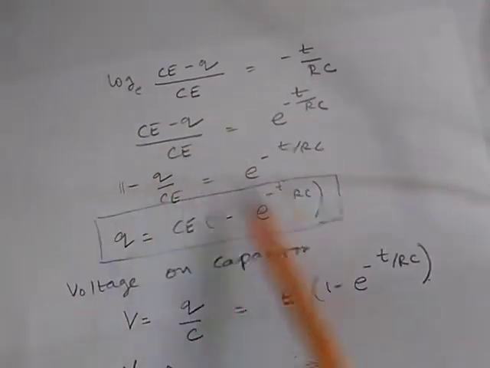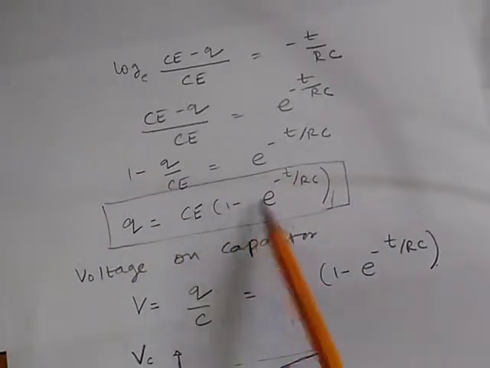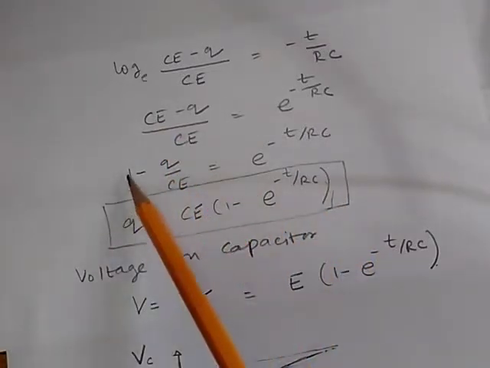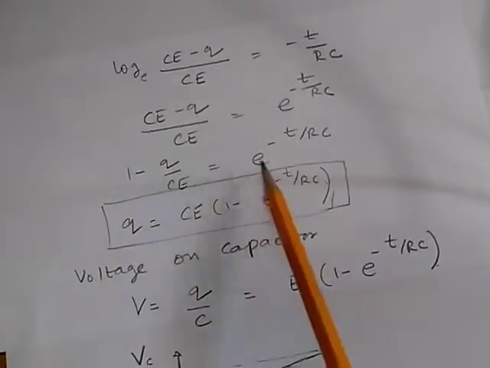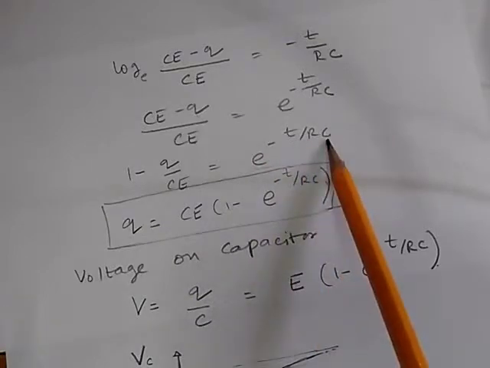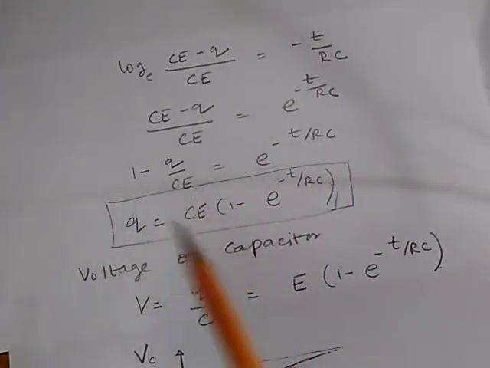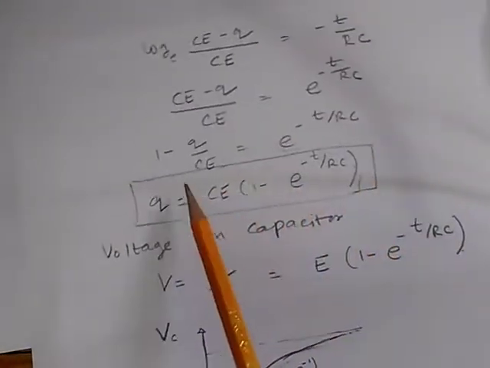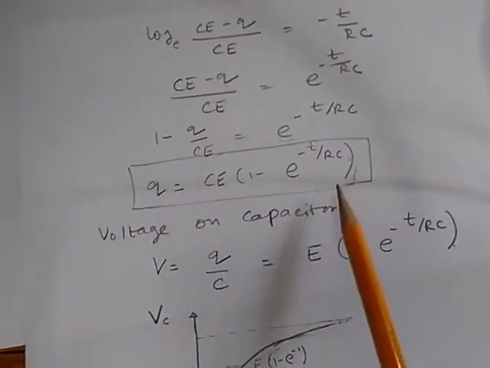If we rearrange the terms, we eventually get q is equal to CE times (1 minus e to the power minus t by RC). C divided by C is 1, minus q by CE is equal to e to the power minus t by RC. So this whole term here is 1 minus e to the power minus t by RC, and this term here is q by CE, and then CE is multiplied, we get this term. What it says is that q is varying with t in this fashion.